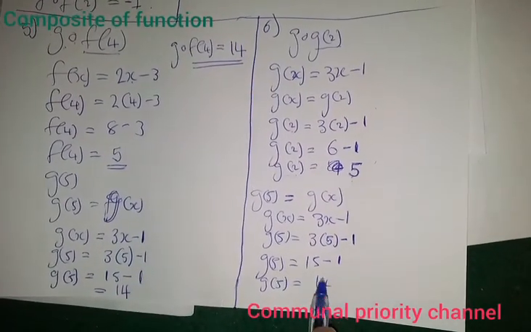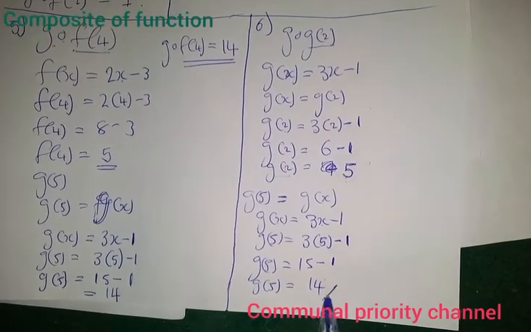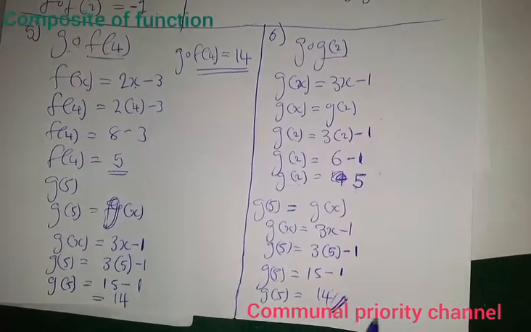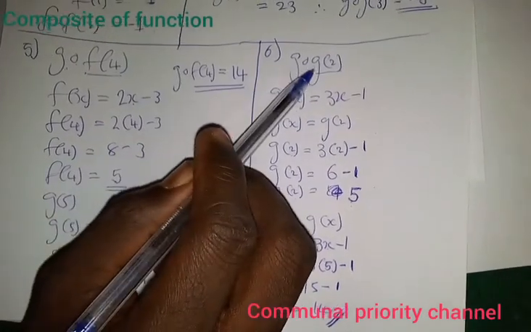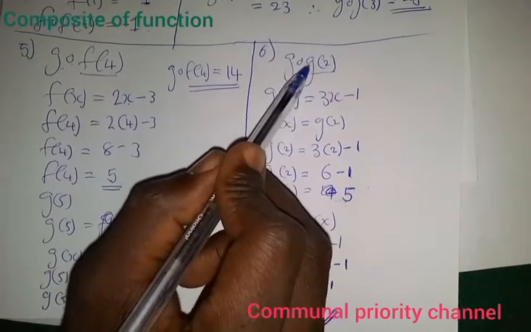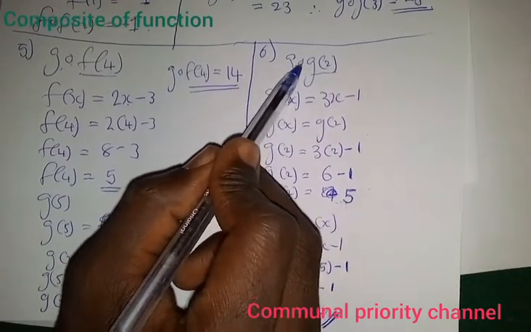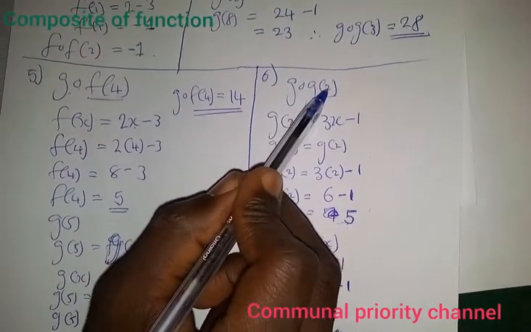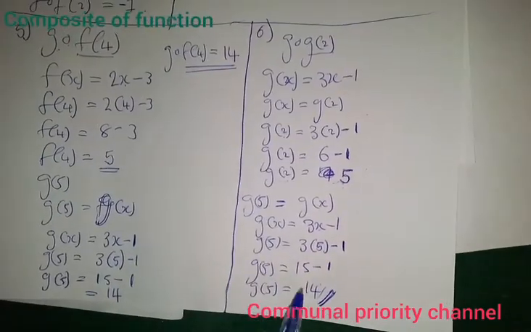So therefore, all the answers are the same in this case. So remember, we said our g of 2 is equal to 5. So we don't need to put any g of 2 again. Since the g of 2 is 5, we'll just put our g of 5 instead of g of 2. We put the g of 5 here, and the final answer is 14.